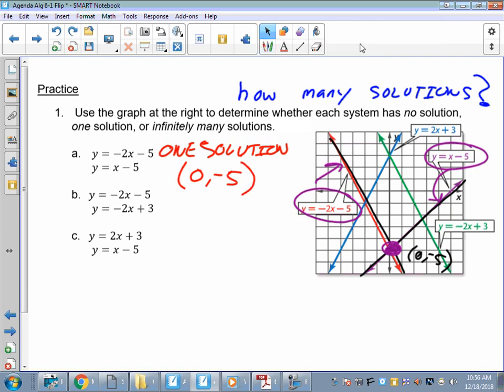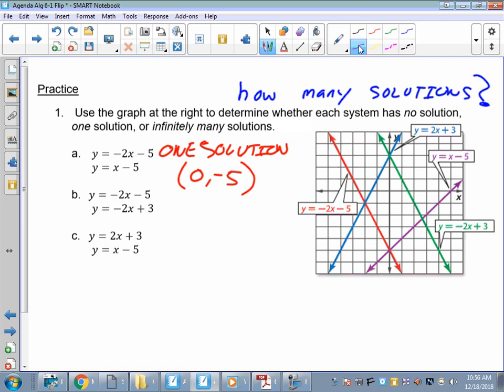Okay, now I'm going to clear this stuff off for us again because we're going to look at two more. If we look at, again, negative 2x minus 5, so that's that same one we were dealing with before, this red one, negative 2x minus 5, and then negative 2x plus 3. That's this blue one right here.